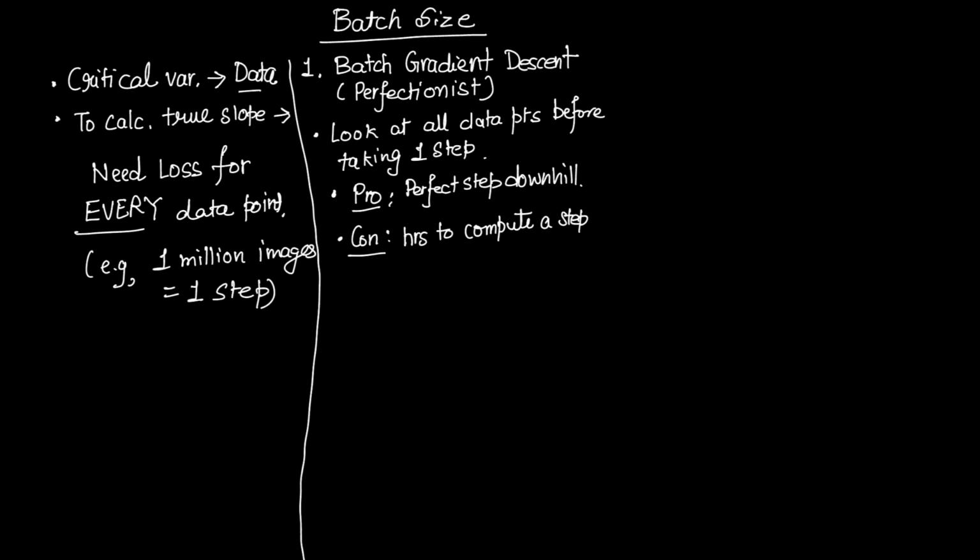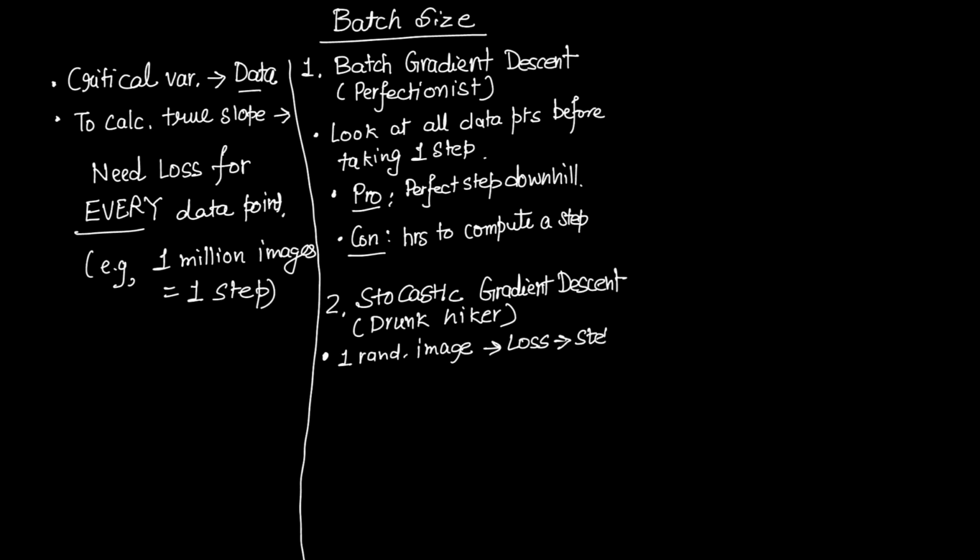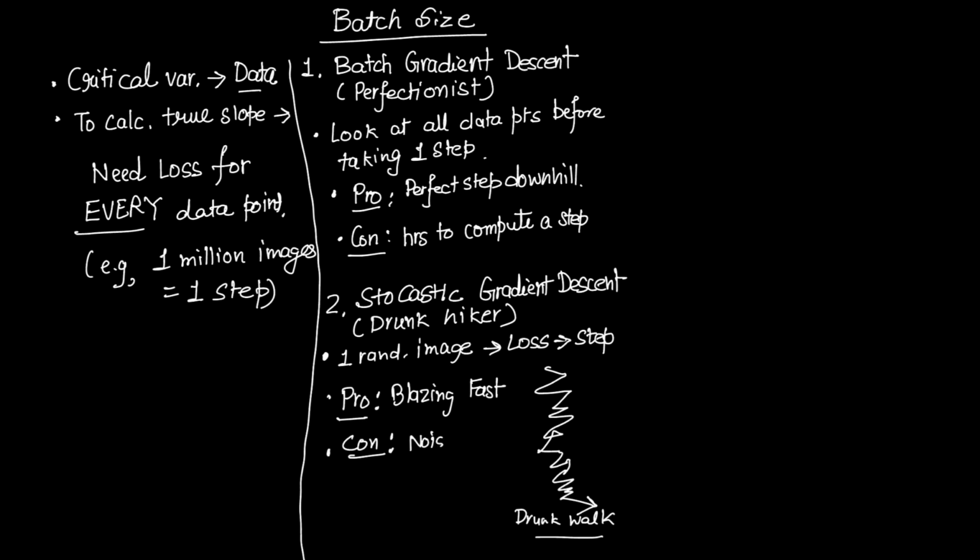You'll never get there. Second, stochastic gradient descent, or the drunk hiker. You pick one random image, you calculate the loss for just that image, you take a step. The pro is it's blazing fast. The con is the gradient is noisy. One image might say go left and the next might say go right. Your path looks like a drunk walk. You wobble around but generally head downhill.